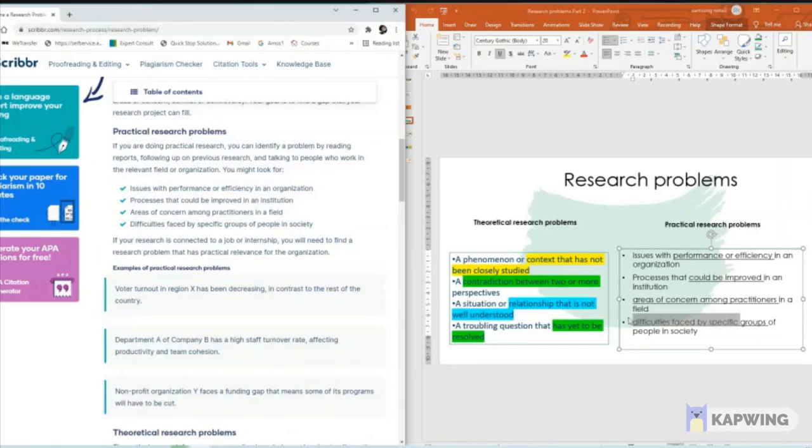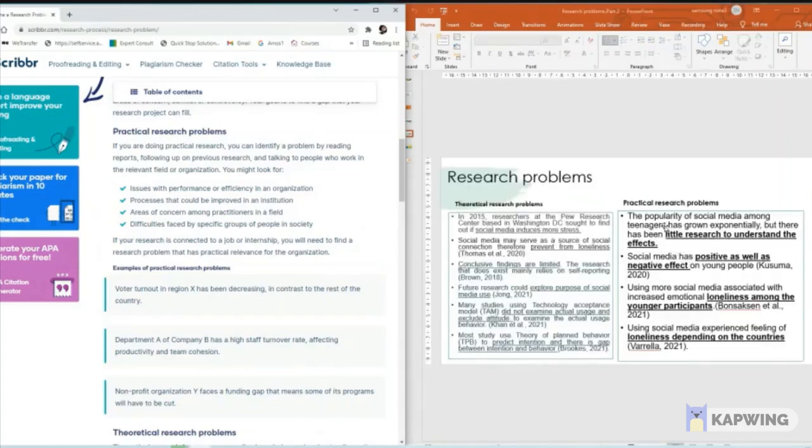The most important thing is that you have to ensure that your research problem is a negative statement. It has to be issues, contradictions, arguments, and unsolved matters. From there you can clearly identify your research problem.